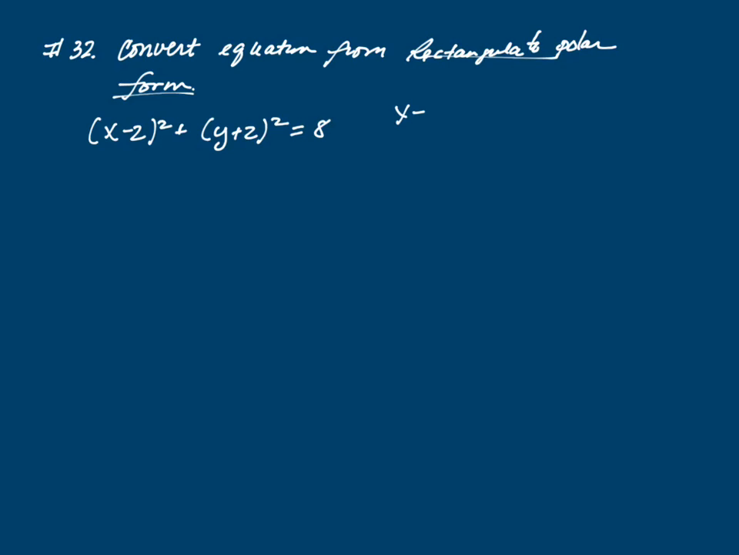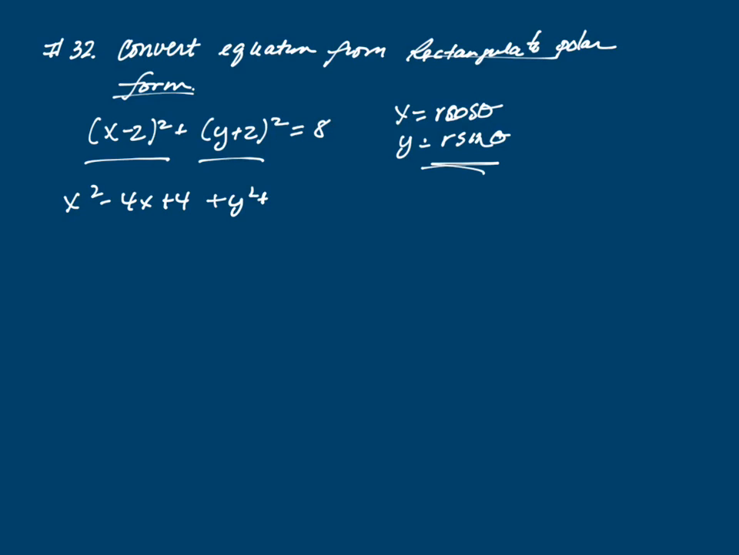Remember that x equals r cosine theta and y equals r sine theta. So we'll use that as we do this. Now, it makes more sense to multiply these out first before we substitute in. So this would be x squared minus 4x plus 4 plus y squared plus 4y plus 4 equals 8. So the 4's go away. If we subtract 8 from there, we would get 0 here. So let's start putting this in.